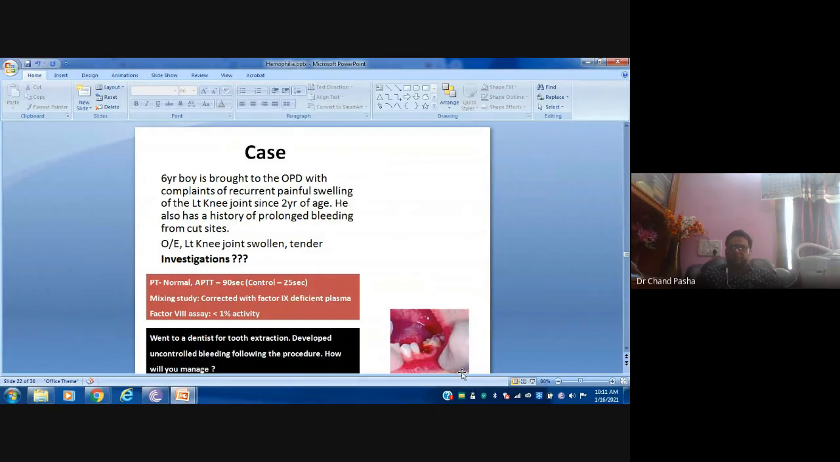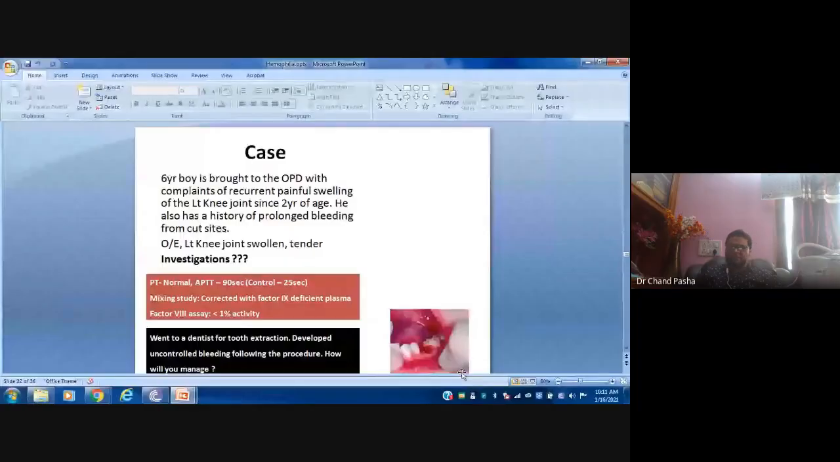How will you manage? So what do we do in this case? You are supposed to supply clotting factor 9 and clotting factor 8 immediately if you have them. Otherwise, you are supposed to collect the blood plasma. That plasma you are supposed to give to the person if you don't have the clotting factor 9 and 8.